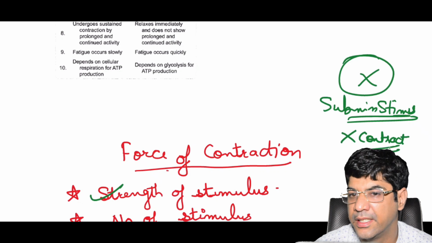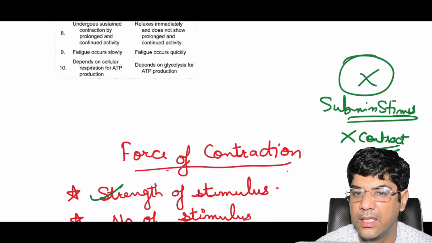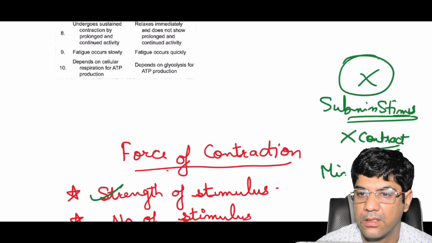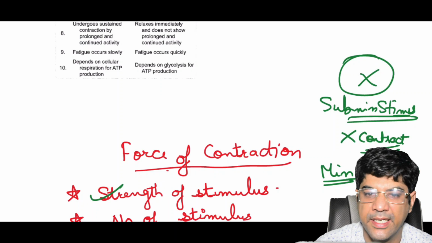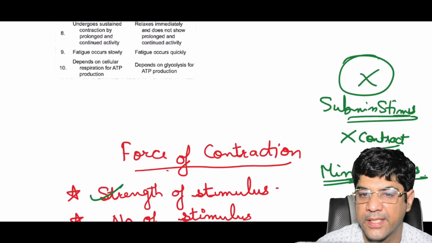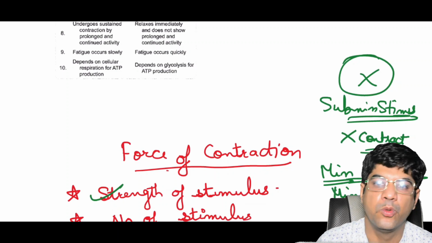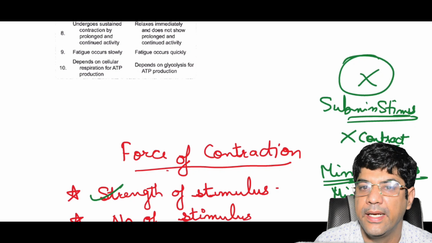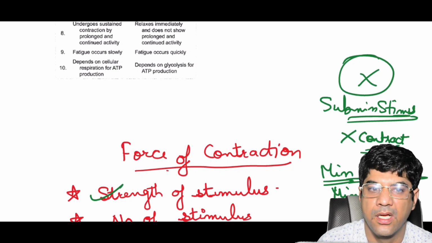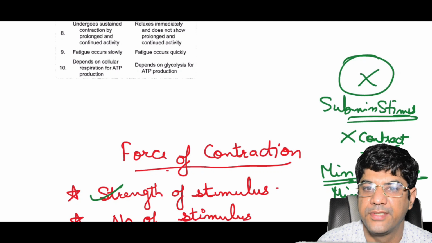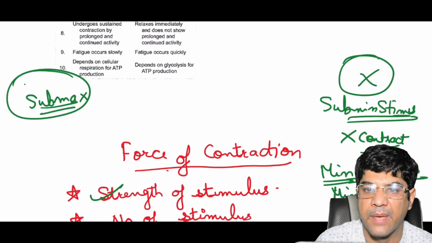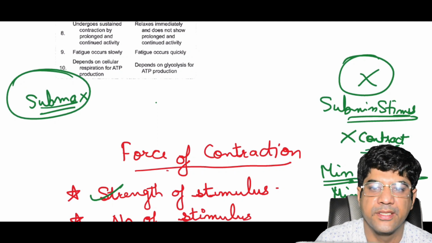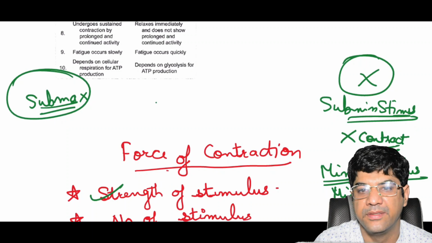The second is the minimal stimulus. The minimal stimulus is sufficient to excite the muscle and produce a muscular contraction with minimal force. So what is the minimal strength needed to cause a muscle contraction called? It is the minimal or threshold stimulus. Other is a submaximal stimulus. This has a strength more than the minimal stimulus but less than the maximal stimulus, and produces a contraction with more force than the minimal stimulus.